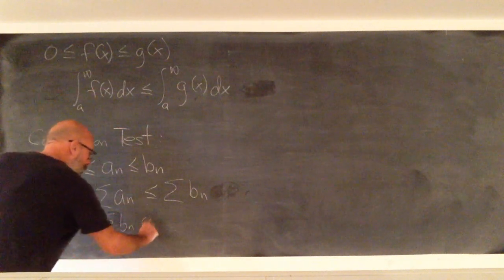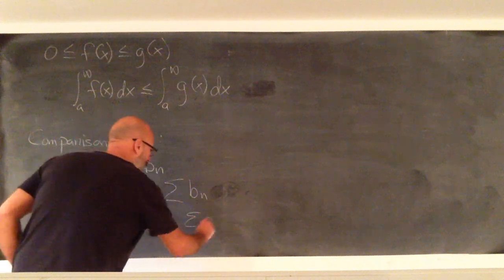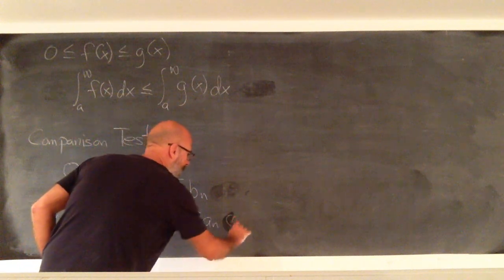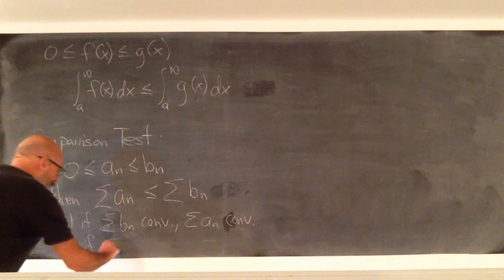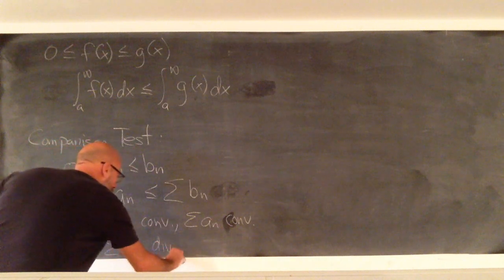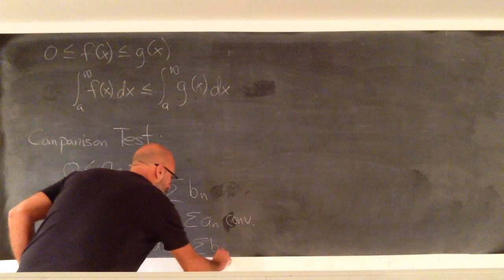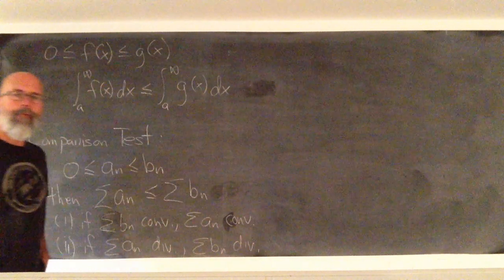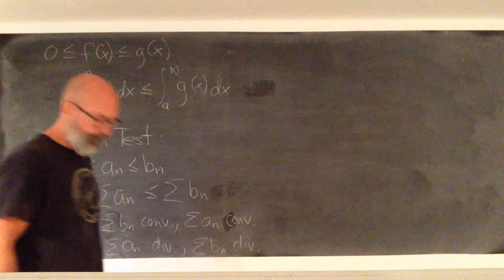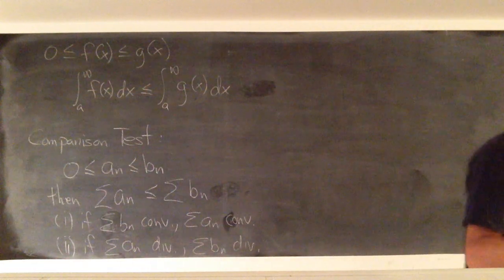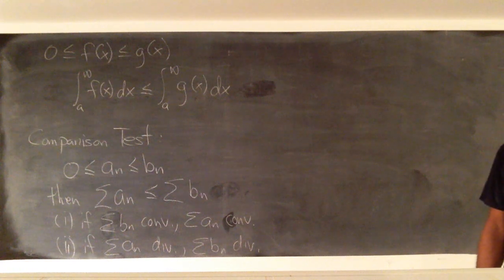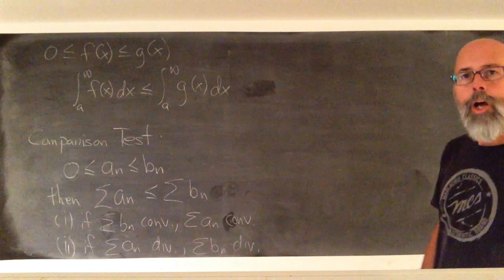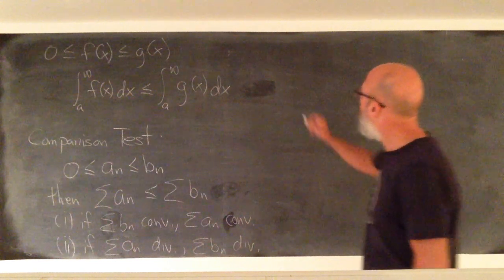If b_n converges, a_n converges. And two, if a_n diverges, b_n diverges as well. An equivalent reformulation of the comparison test for integrals, if you will. Let's see a few examples.